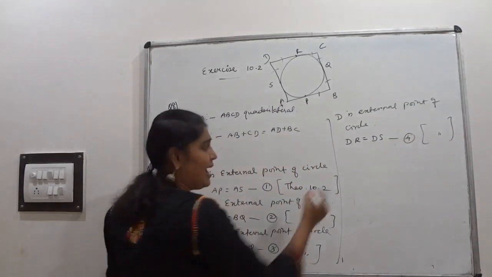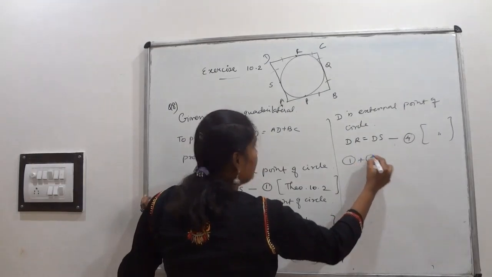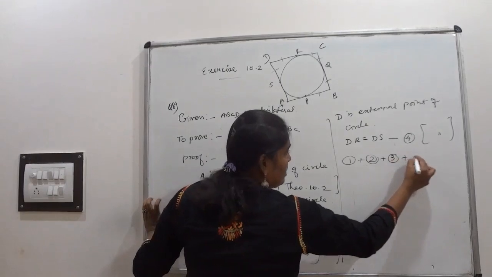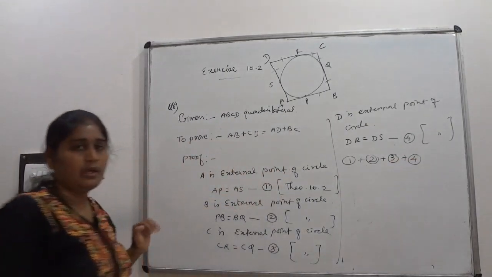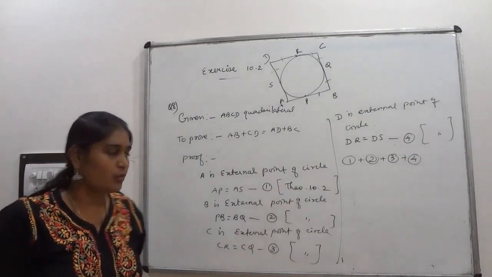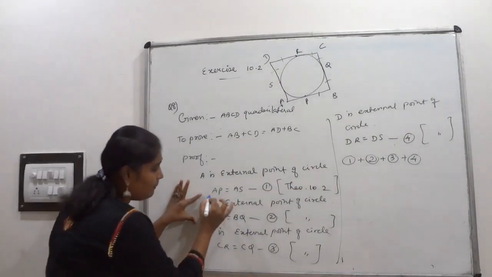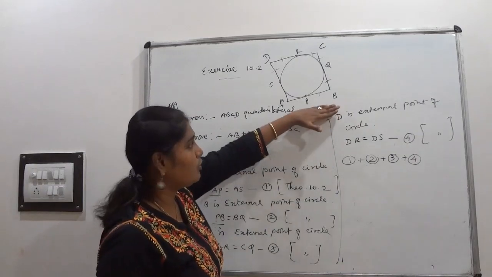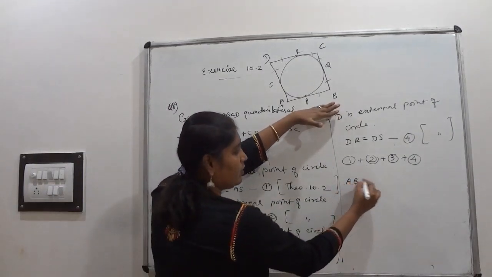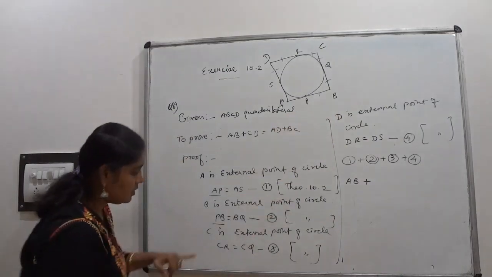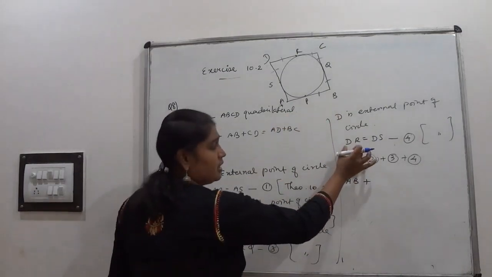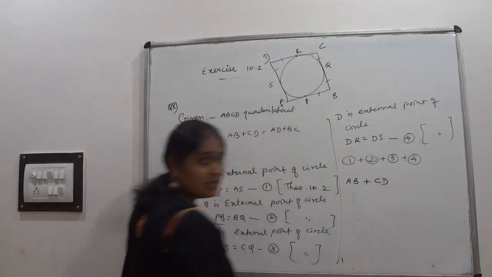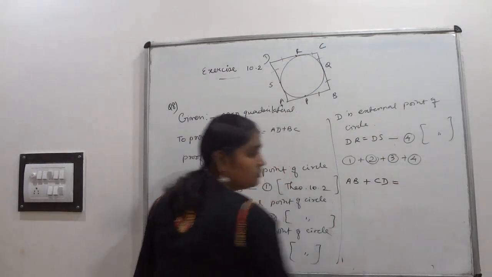Okay. So add all these equations, because I need AB plus CD. Equation number 1 plus 2 plus 3 plus 4. Add it. AP plus BP. What you will get? AB. Then CR plus DR altogether what it gives you? CD. Then equal to. First I have to add the LHS side, then go for the RHS side.